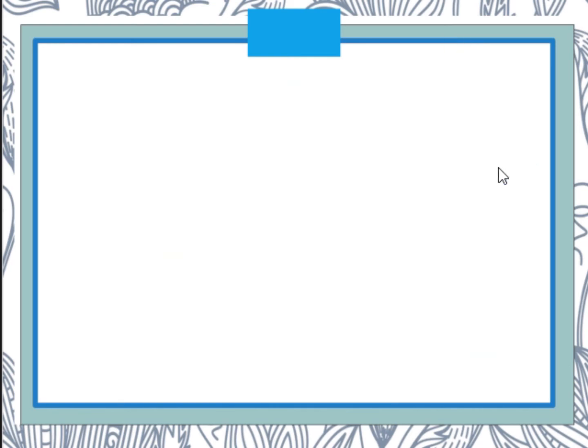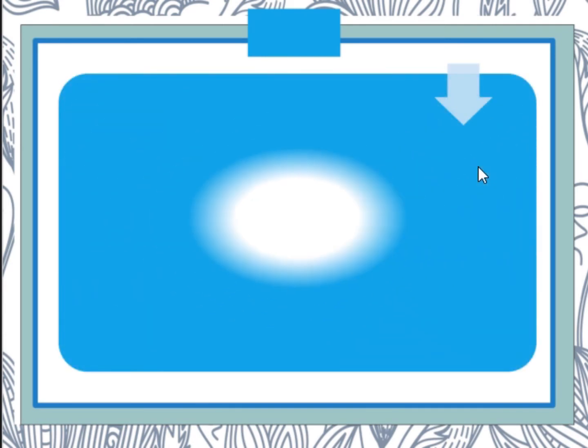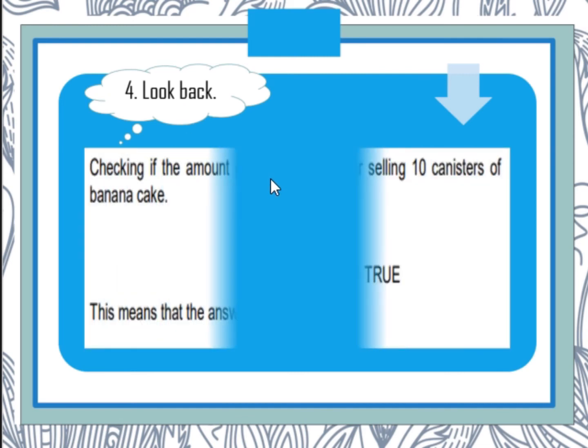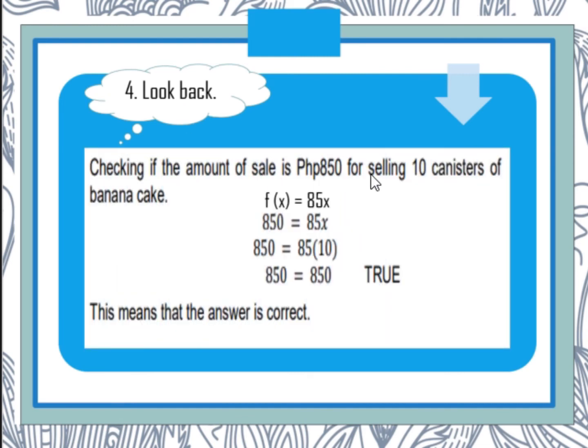The fourth and last step is to look back. We verify if the solution obtained is meaningful to the problem. Looking back is the same as checking your answer, reviewing what you have done, and verifying if the computed answer is acceptable and valid. So, para ma-check natin kung ang tama ang ating sagot, with our formula f of x is equal to 85x, checking if the amount of sale is 850 for selling 10 canisters of banana cake.